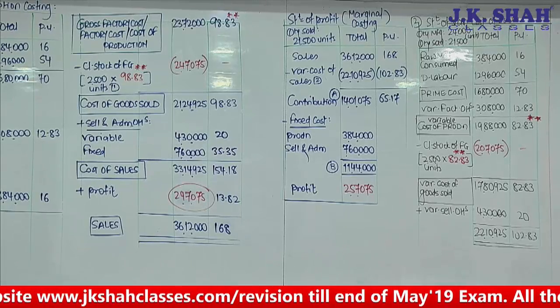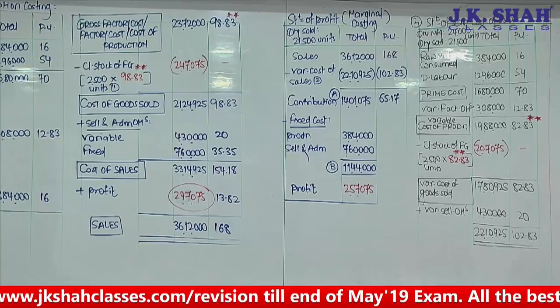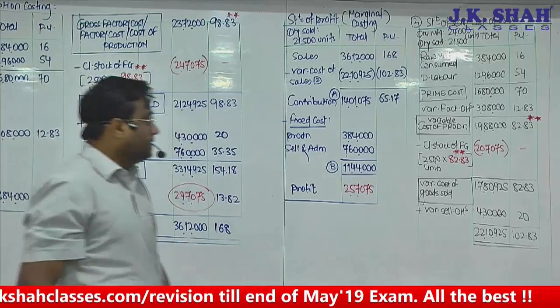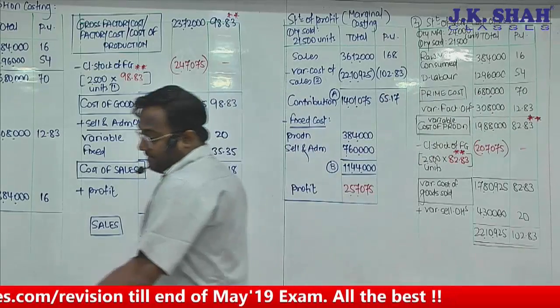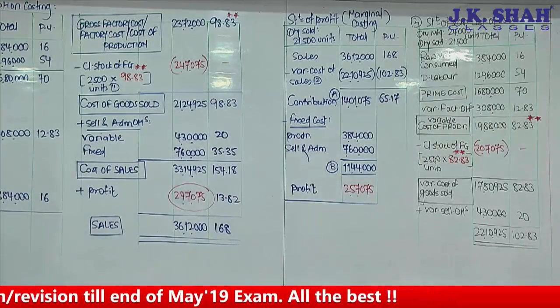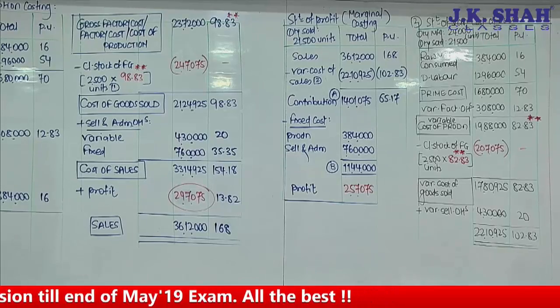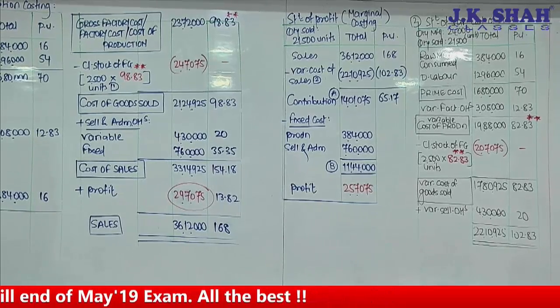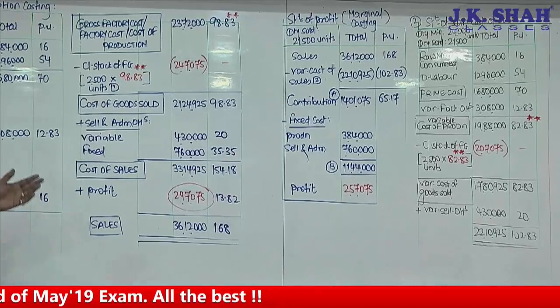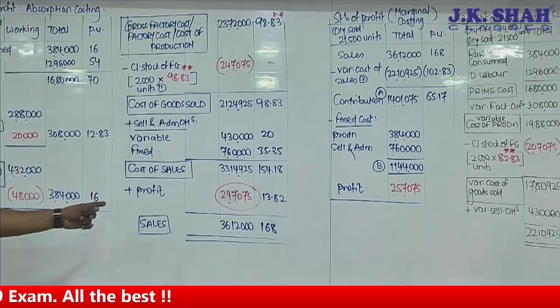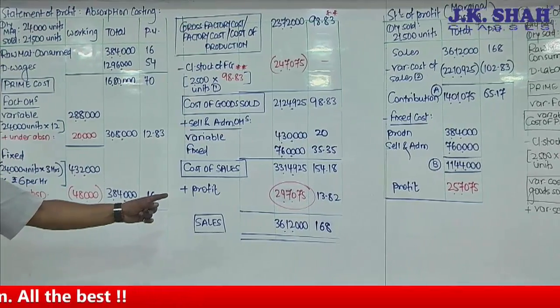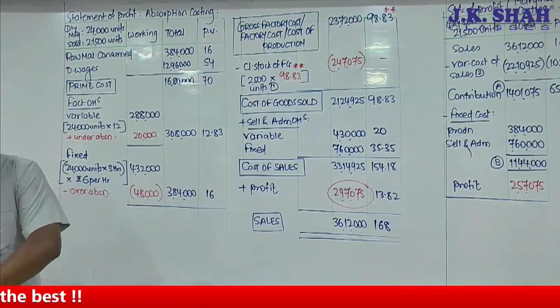So the next part is asked in the question about reconciliation. See, what was your point number 1? Compute unit cost and total income under absorption costing, marginal costing. That part is already given. Unit cost is already calculated.